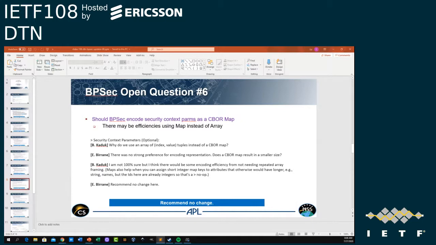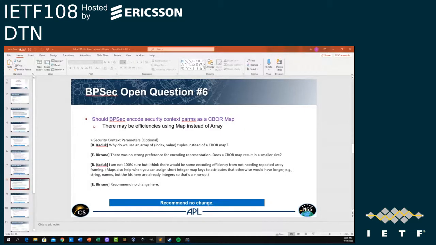And Brian, as if by magic, wishes to speak. It does have a very slight space efficiency, but it runs into its own separate other issues of canonicalization and other things. Sorry, a map or an array? Which way are you suggesting? I would say keep as is, because it's not so compelling to switch to a map. Okay.